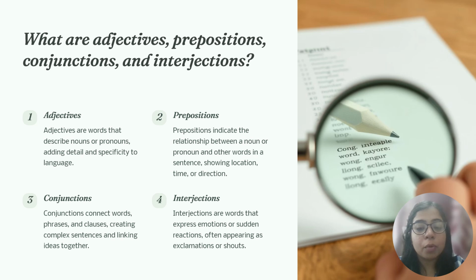Now we come to interjections. Interjections are just strong emotions which we show. Suppose it is written, wow, what a red dress. So this word wow is an interjection. It shows our strong emotion of surprise, that we are surprised or in awe of the dress.